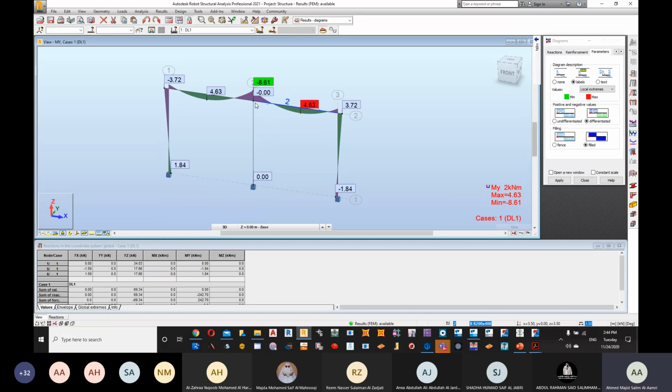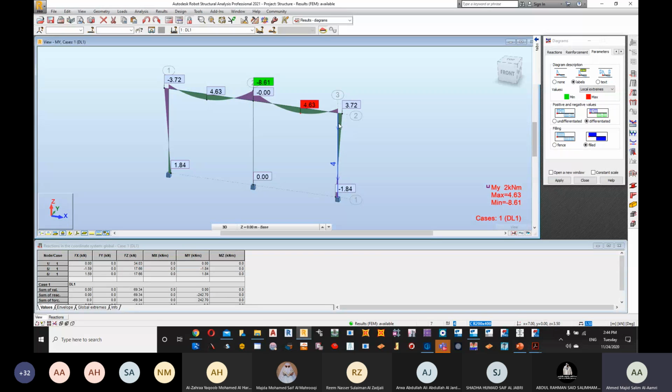So in this case, this column is only taking an axial load, because the moments are contradicting each other, and then your load will not move from the center.